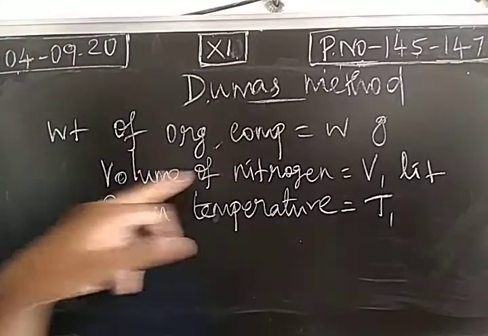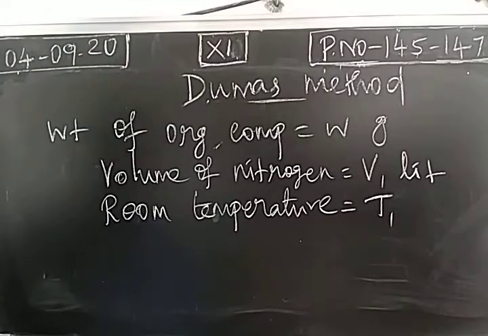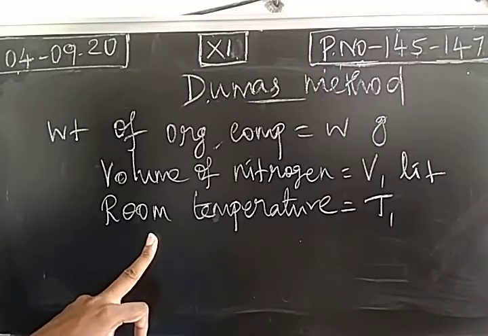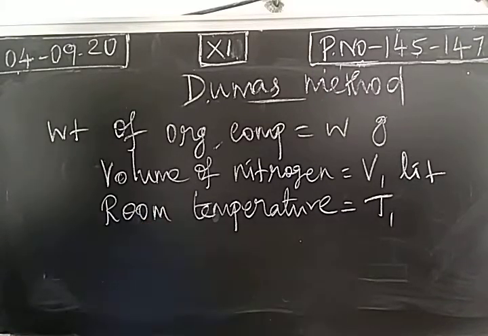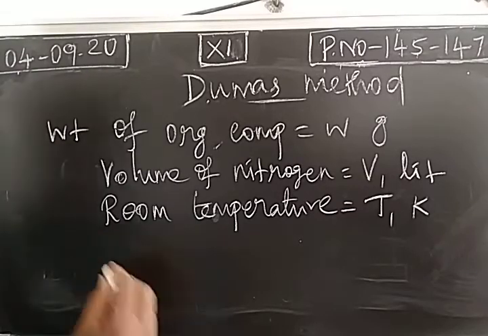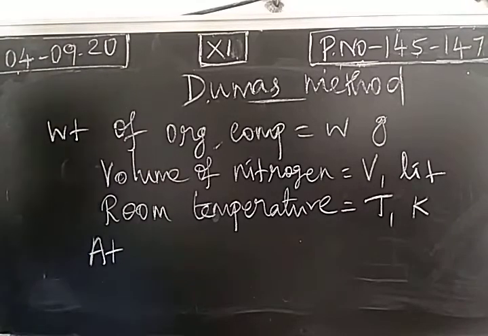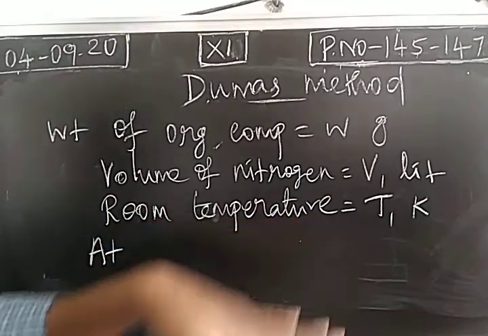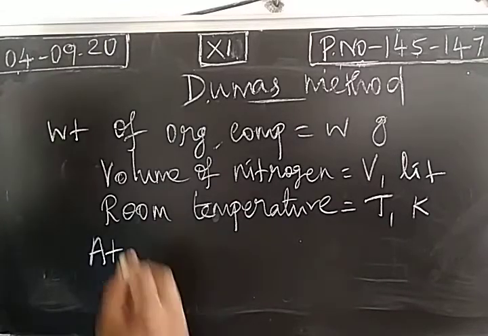So how much organic compound is taken in the combustion tube? W gram. How much nitrogen is liberated in the Dumas method? V1 liter. While doing this procedure, what is the room temperature? T1 in terms of Kelvin. Next, we need the pressure of dry nitrogen. At room temperature, what is the pressure of dry nitrogen? For that, first we have to know the atmospheric pressure. At this temperature in the laboratory, what is the atmospheric pressure?